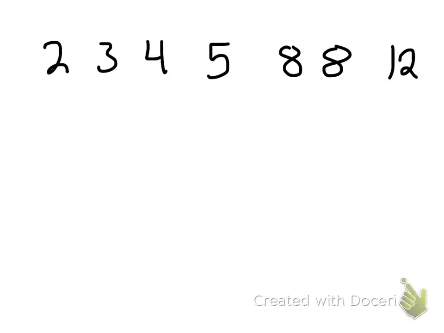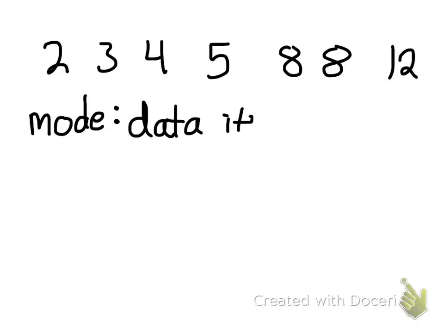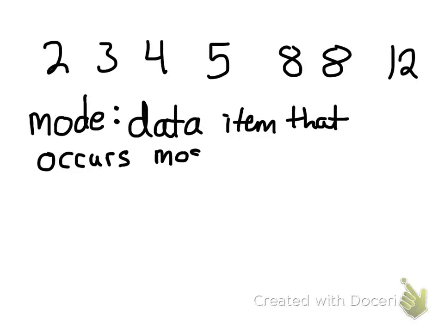All right, our third measure of central tendency is the mode. We're going to use, again, the same set of numbers to show what this is. The mode is the data item that is written the most often. The one that happens or occurs most often.